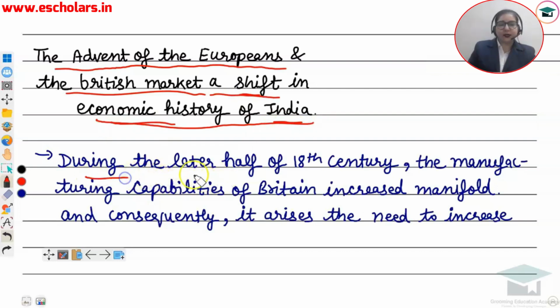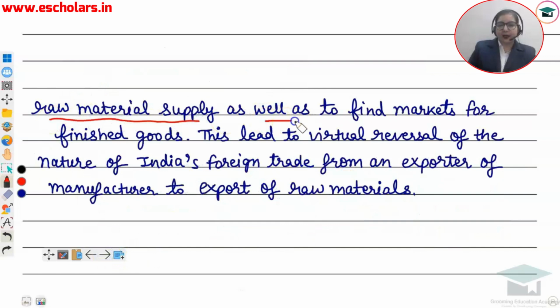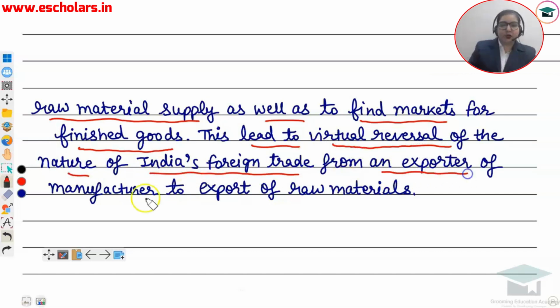See students, during the later half of 18th century, the manufacturing capabilities of Britain increased manifold. That is, the abilities of Britain to manufacture the goods increased by multiple times, and consequently it arose the need to increase raw material supply as well as to find the markets for finished goods. This led to virtual reversal of the nature of India's foreign trade from an exporter of manufactured goods to export of raw materials to Britain.